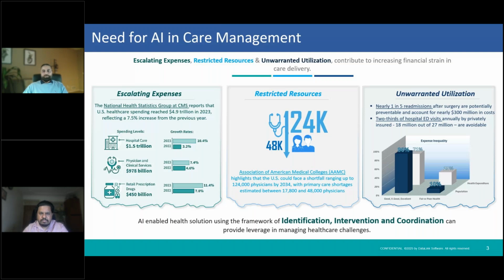Now, when we look at these challenges, it underscores the urgent need for data-driven decision making to optimize care delivery, reduce avoidable cost, and improve patient outcomes. AI and predictive analytics do offer a path forward by providing a framework for identification, intervention, and coordination.